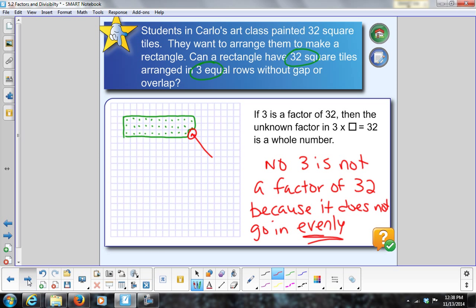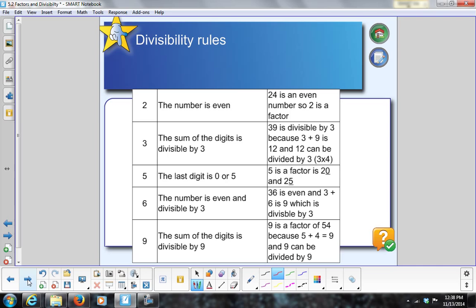Alright, let's take a look at another one. Alright, so these are some divisibility rules. You don't have to memorize them, but it would make your life a whole lot easier if you could. The divisibility rule for the number 2: if the number is even, like 1204, you can always divide by 2. It'll always be a factor. Doesn't matter how big the number is, as long as it is even, 2 is definitely a factor of it.